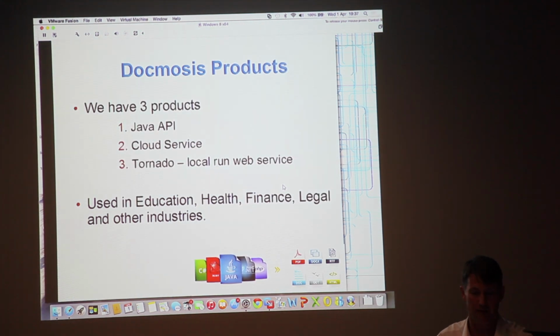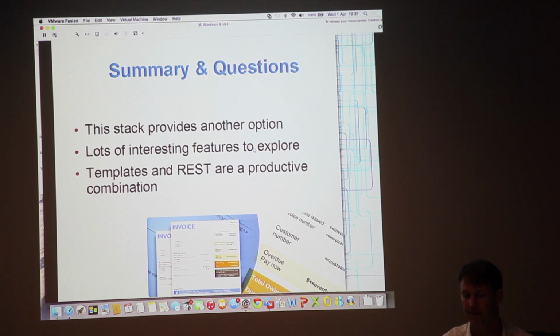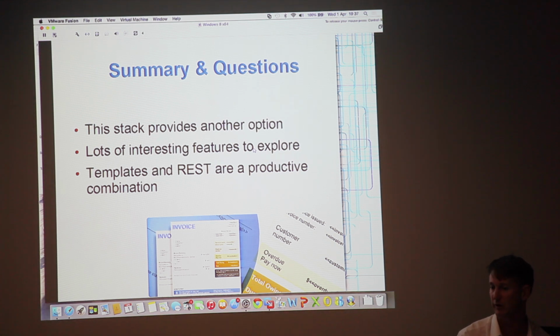So I mentioned briefly, we have 3 products: the Java API, so you can add this to your Java projects, a cloud service we run, and a local web server you can run yourself. And we're used in quite a few industries. So that's pretty much the end of my talk. I just wanted to show you what the stack is that we've been building stuff with for quite a while, but you can certainly do all this yourself. It depends on how much time and effort and interest you have in using this stack to get from document format to document format with data. That's the bulk of why it's interesting to me.